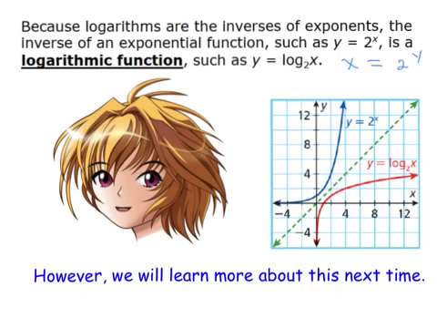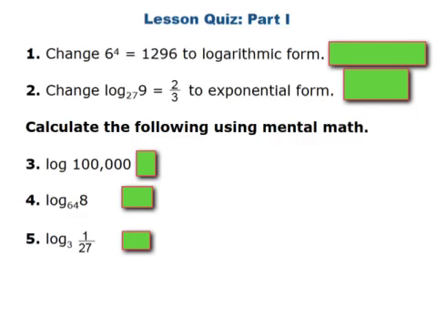Okay, folks, let's recap what we learned today. The first thing that we learned was to change exponential into logarithmic. So that means the base of the exponent becomes the base of the log, inside and outside trade places, and we're left with log base 6 of 1296 equals 4. Now let's take a look at the next one here. The next one we changed from logarithmic form to exponential form. Again, the base of the log becomes the base of the exponent, inside and outside trade places, and I'm left with this. And then we did some mental math.